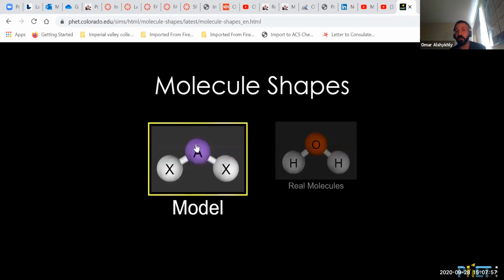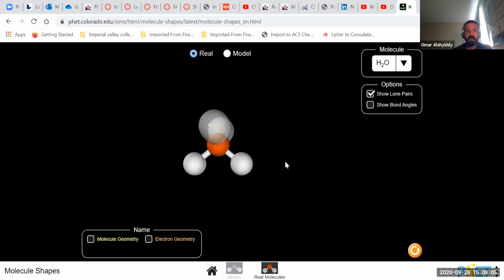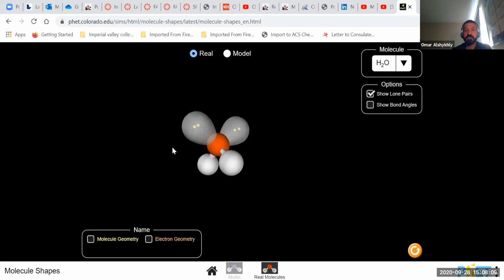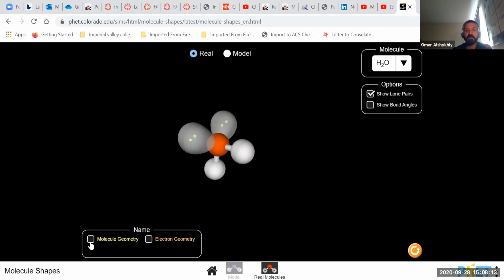This will be a good practice if you need a real molecule or a model. So look here. For example, the water molecule. This is the water molecule. This is the shape. So the molecular geometry will be bent. Electron geometry will be tetrahedral. Okay, so that will be a good help for you.